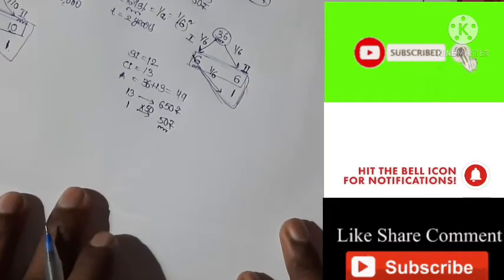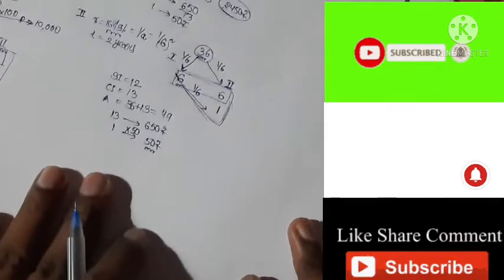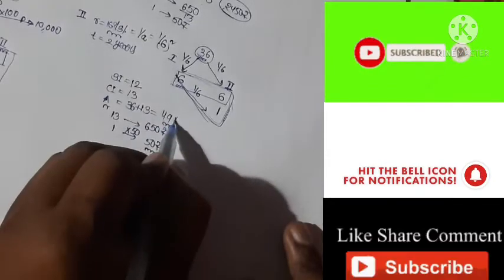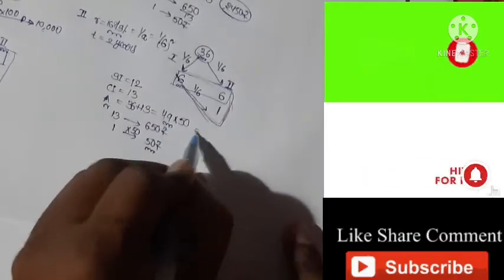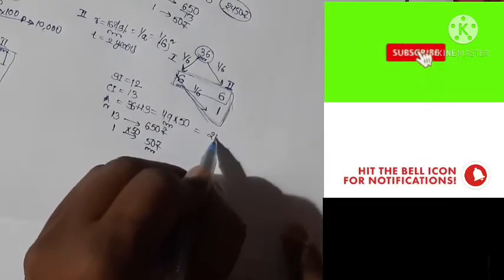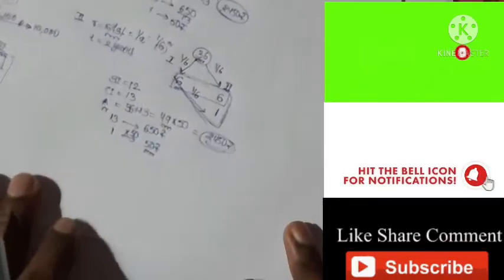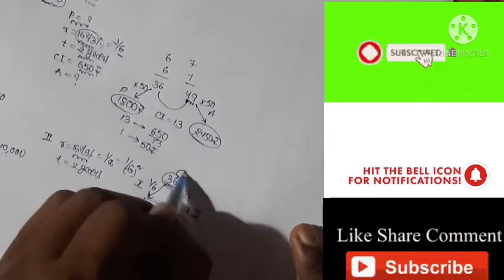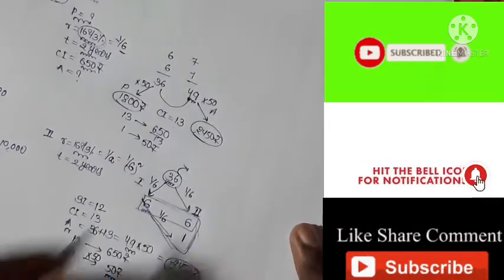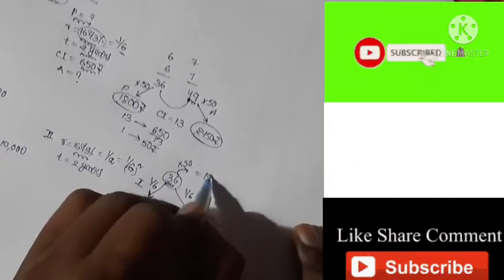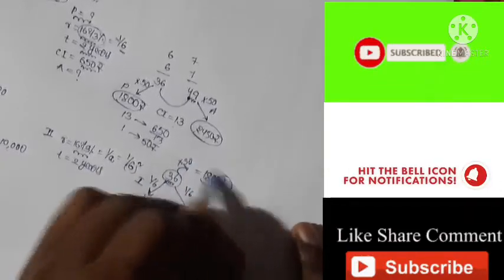So find principal and amount. So amount represents 49 units. So 49 into 50, so calculate: 2450 rupees. So principal is 36 units, so into 50. So the value is 1800 rupees.